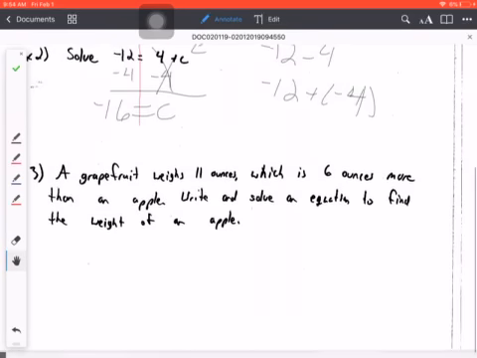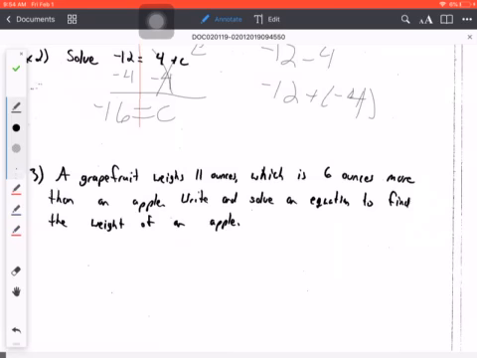All right, let's look at our last example here. Example 3. It says a grapefruit weighs 11 ounces, which is 6 ounces more than an apple. So it says write and solve an equation to find the weight of an apple. So the first thing I have to do, I have to find a variable. The variable is going to be what we're looking for.